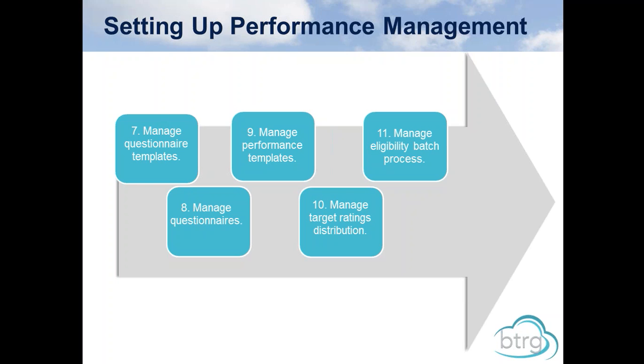Step 10 is where you manage the target ratings distribution. That's where you compare the desired and the actual ratings distributions depending on how your company wants to look at it. Step 11, final step, you want to run the batch process for eligibility. So when you run the batch process, that's going to assign the performance evaluations based on that criteria that you set up. So if you want to have one, like at BTRG, we had one set of criteria for our HCM consultants, we had one for finance, so they would be assigned the correct template based on that.